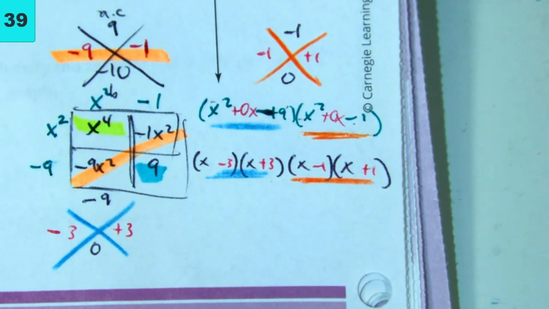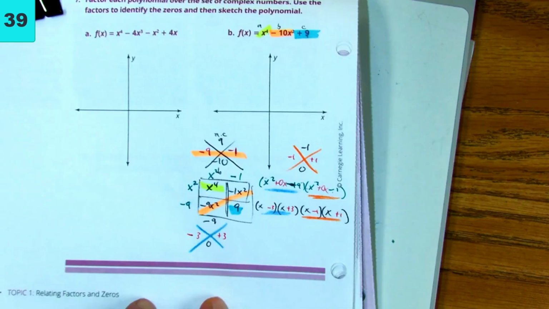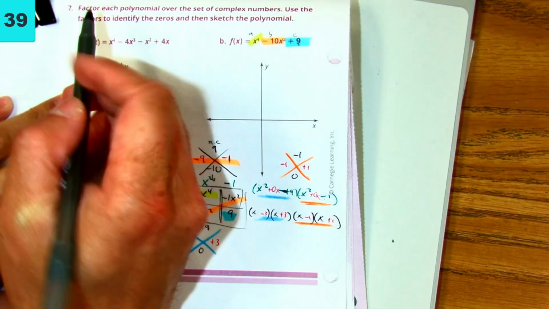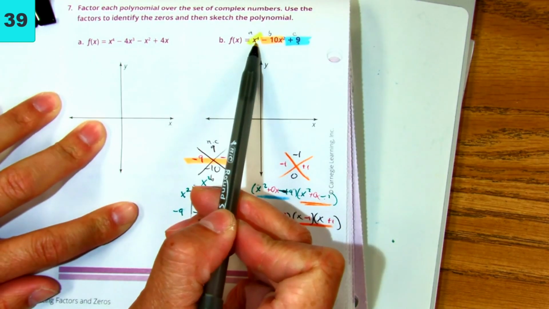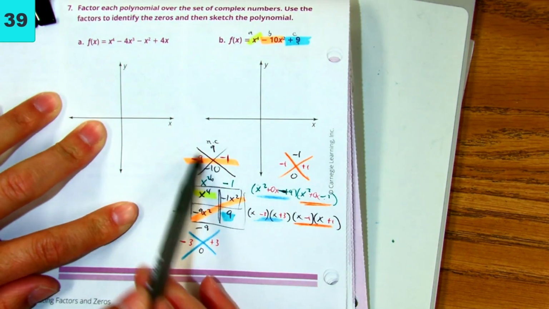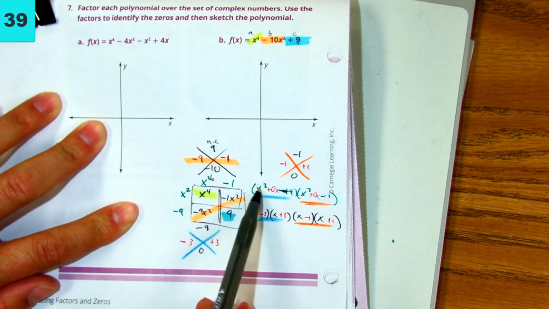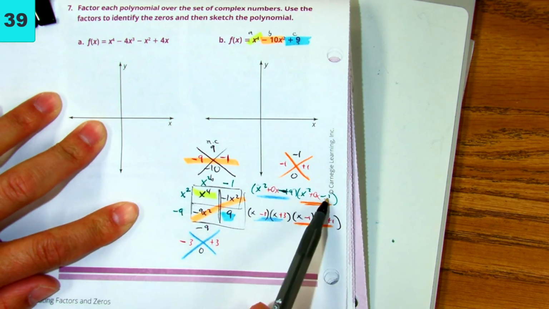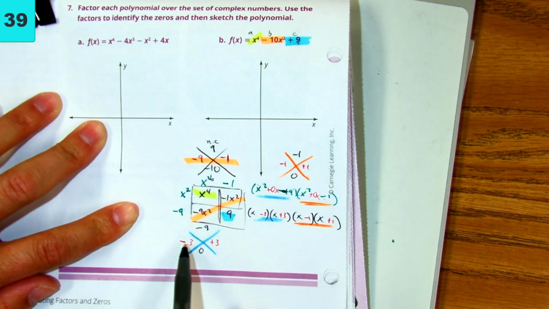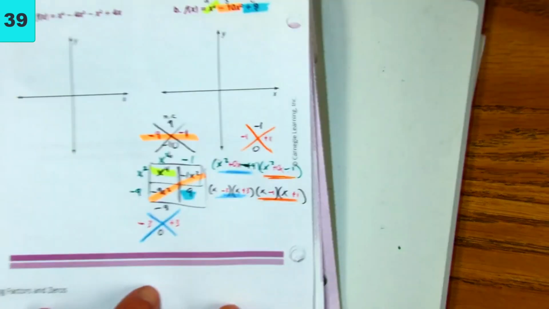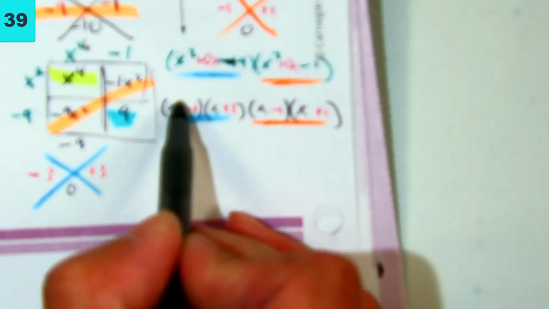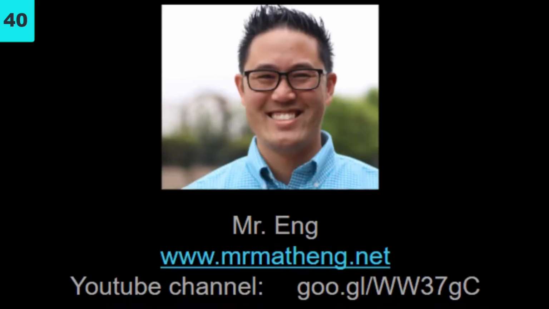Alright, let's review what we've done so far. It tells us to factor each polynomial. So I have a higher degree polynomial, and I use my x-box method of factoring. And I get these. I factored it again, because I can keep going, and now I have something called linear factors. Why are they called linear factors? Because x is to the power of what? 1.